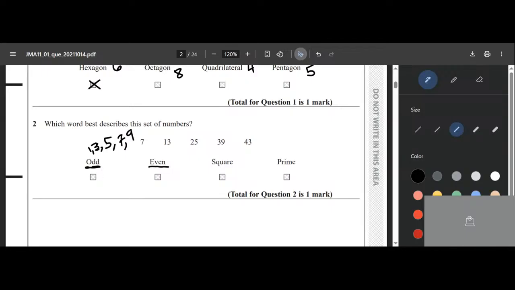Then even numbers are numbers that are divisible by 2. Sorry for that. So any number that ends with 0, 2, 4, 6, 8. These are numbers that we call even numbers. Then square numbers, these are numbers that we find by multiplying the number by itself. Example, 1 times 1, it is 1. 2 times 2, it is 4. 3 times 3, it is 9. 4 times 4, it is 16. 5 times 5 is 25. All the way. So these ones are the square numbers.